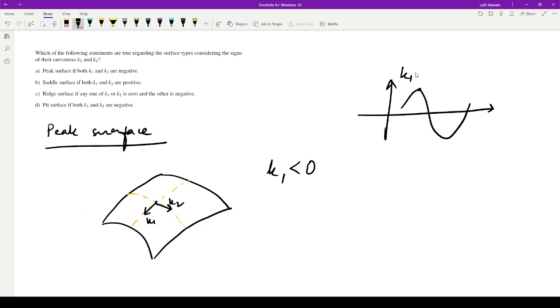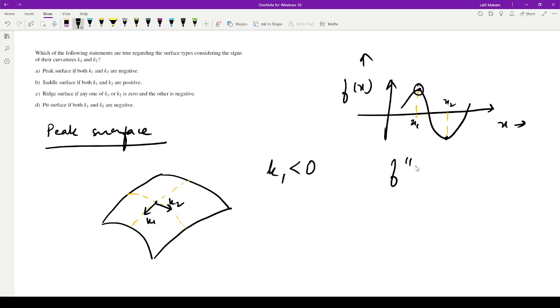Second derivative will be what? I have some function f of x versus x, and I have a point out here and another point out here. So what would be the second derivative out here? Let this be x1 and let this be x2.